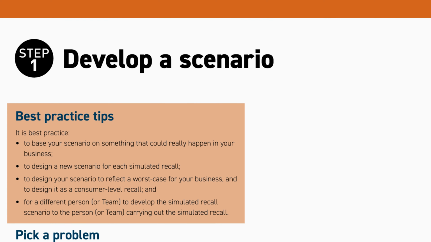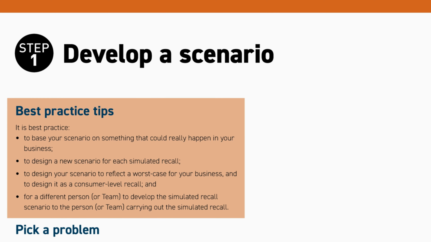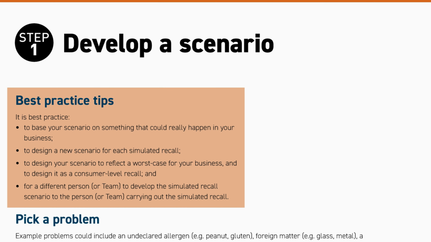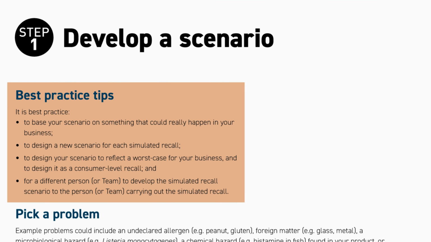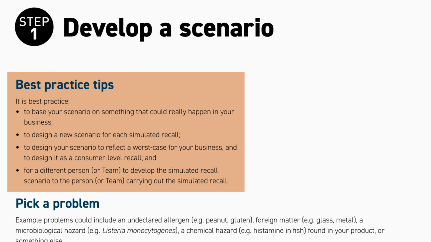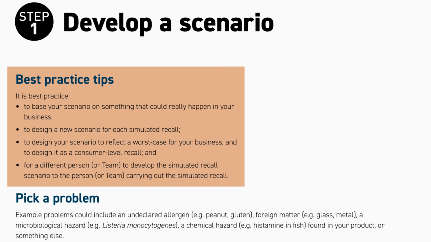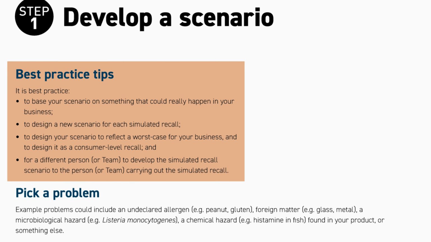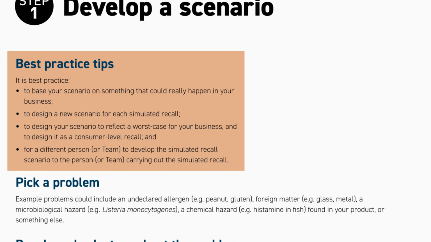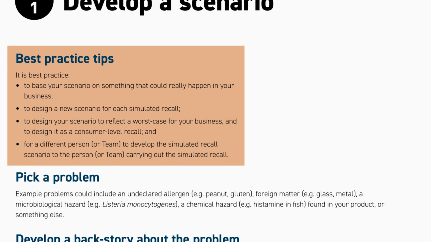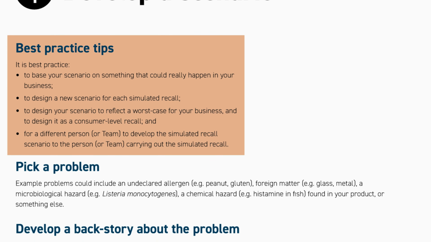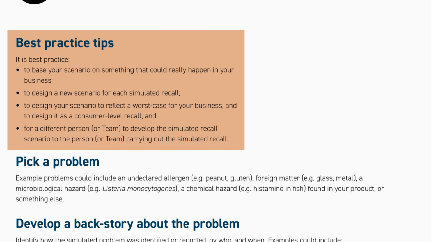Step 1. Develop a scenario. Best practice tips. It is best practice to base your scenario on something that could really happen in your business, to design a new scenario for each simulated recall, to design your scenario to reflect a worst case for your business, and to design it as a consumer-level recall, and for a different person or team to develop the simulated recall scenario to the person or team carrying out the simulated recall. Pick a problem.